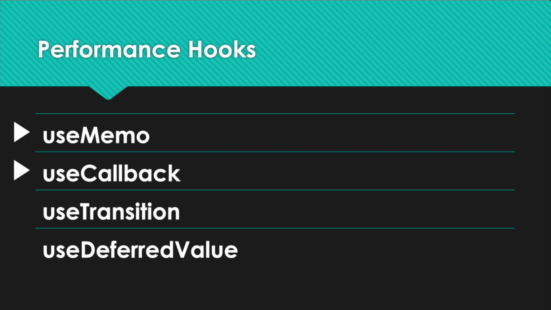Sometimes we cannot skip re-rendering because the screen actually needs to update. In such cases, we use useTransition and useDeferredValue to prioritize our rendering. useTransition lets us make a state transition non-blocking and allow other updates to interrupt it. And useDeferredValue lets us defer updating a non-critical part of the UI and let other parts update first.